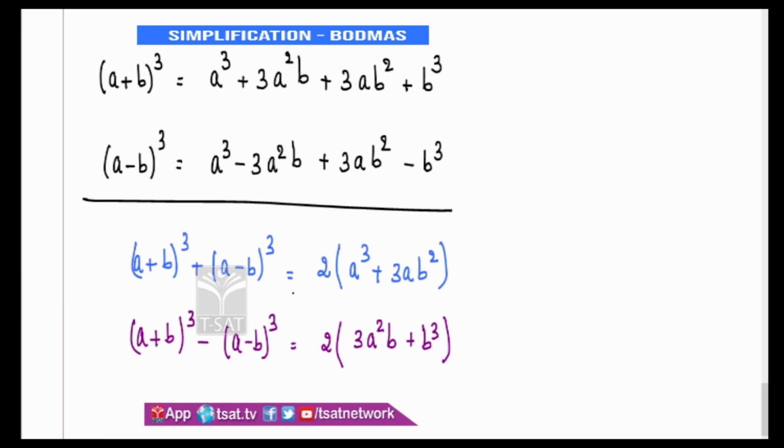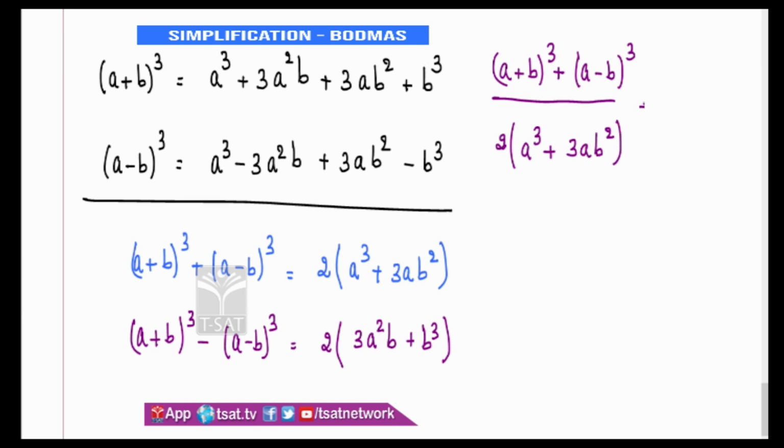So, if you do plus, a cube plus 3a square b will be left out. If you do minus, 2 into 3a square b plus b cube will be left out. They may ask you like this also: (a plus b) whole cube plus (a minus b) whole cube, divided by... we know the first and third terms will be left out. First term is a cube, third will be 3ab square, is equal to 1, or else sometimes they may not give you this 2. So, is equal to what? 2. So, this is how you can directly say.